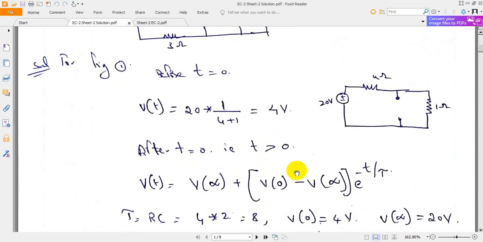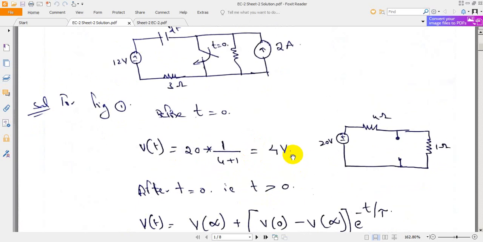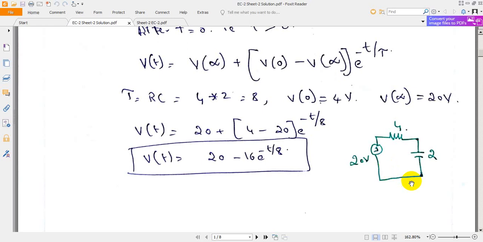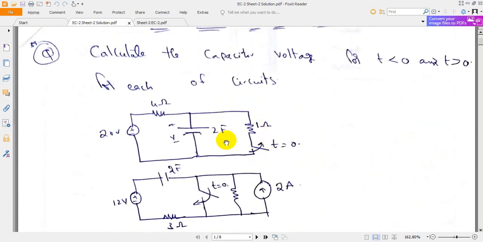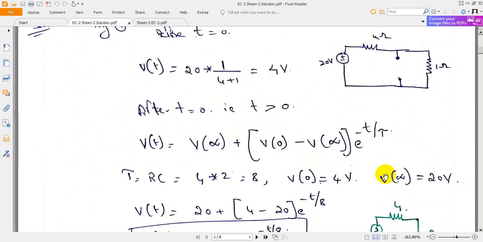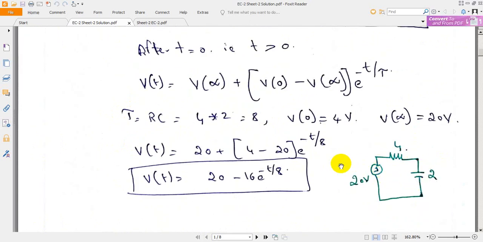Coming to the next part, after t equal to 0, or t greater than 0. What is this voltage? If you observe the circuit after t equal to 0, it is like this. After t equal to 0, when this switch is open, this complete part will be removed, and we have a voltage source in series with the resistance and capacitance, like this. Now, if you check the circuit, we have an RC circuit with some source in it.